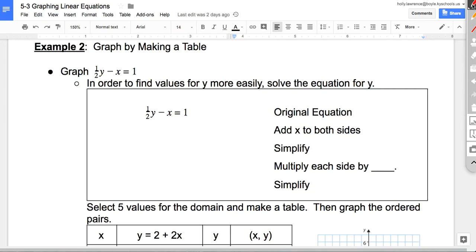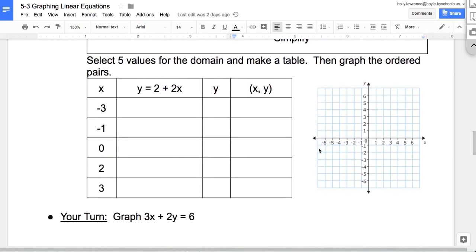So if we come down, we can look at this table, and whenever we're making a table, we want to choose 5 values of x. So it doesn't matter what you choose. You can choose anything. The easiest numbers to work with are -2, -1, 0, 1, and 2. But here, see that we've chosen 5 different ones. And we're going to plug in these values. So I want to figure out what y is going to equal. And to do that, I'm going to plug in a value for x.